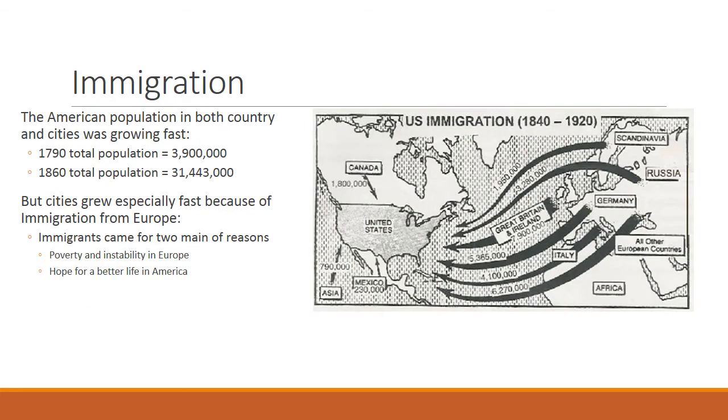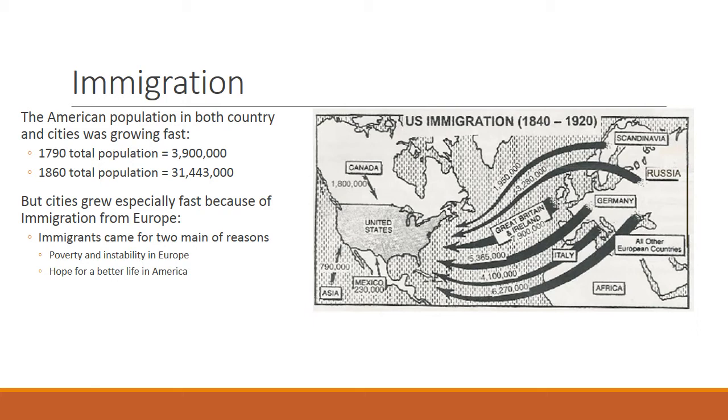Now let's talk about immigration. So immigration is another thing that helps to cause the growth of northern cities. And it happens mostly because of people from Europe who want to move over into the United States. They come for two main reasons. One is that there is a lot of poverty and instability in Europe. And two is that they believe that they will have a better opportunity in the United States. Basically, that they'll have a chance, at least, to become wealthy.